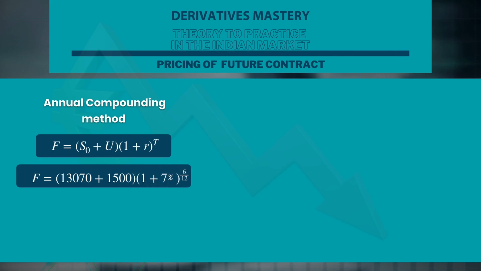Let's start with the annual compounding method. First, add the storage cost to the spot price of the turmeric, which is represented as U in the formula. Then, as usual, find the future value. So the formula here is (spot price plus U, which is the storage cost) into (1 plus r) to the power t. So (13,070 plus 1500) into (1 plus 7%) to the power 6 by 12 gives us 15,071.32. So the fair future price of turmeric with annual compounding is rupees 15,071.32 per quintal.